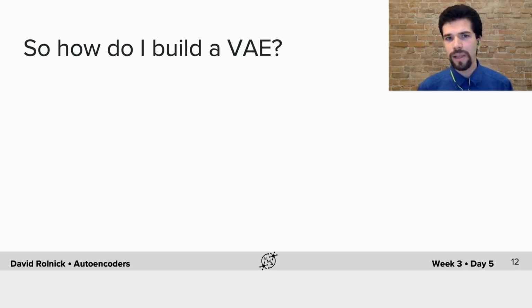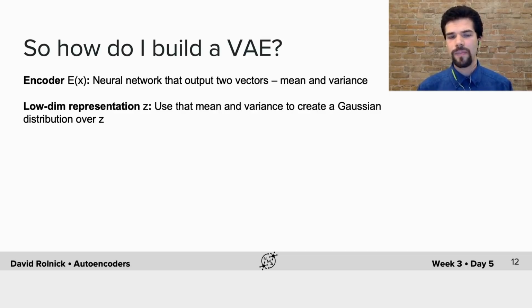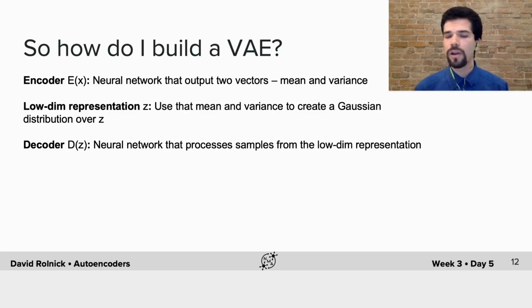Now, how do you actually build a VAE? Well, you're going to have neural networks. You're going to have an encoder. And this neural network is going to output two vectors, a mean and a variance vector. And your low-dimensional representation z, remember the output of the encoder is a distribution over z. So we're going to use that mean and variance to create a Gaussian distribution over z. There are other ways to build this distribution, to parameterize it, but just assume it's Gaussian for the moment. And so you're using the mean and variance, the output of the encoder, to construct this Gaussian distribution. And then the decoder is just going to be a neural network that processes samples from the low-dimensional representation.